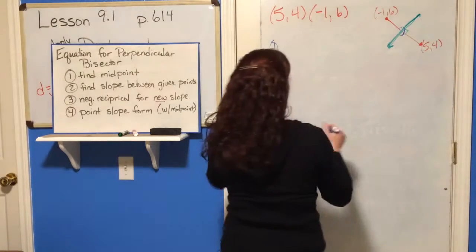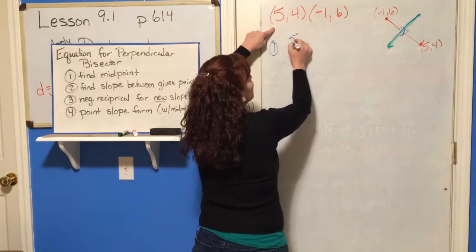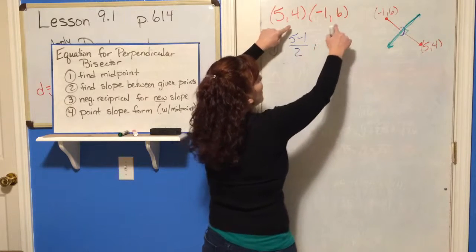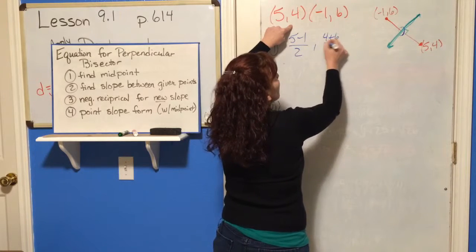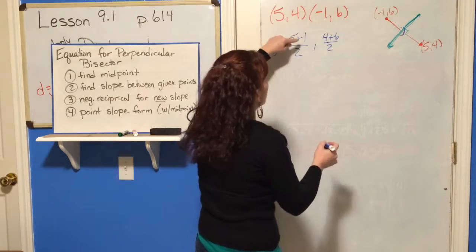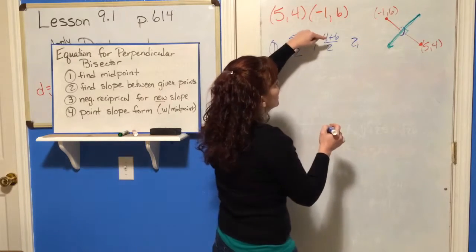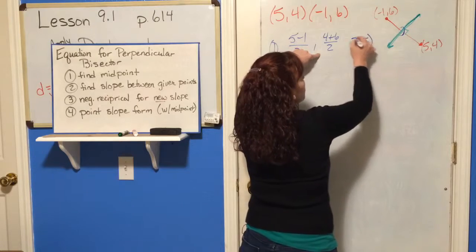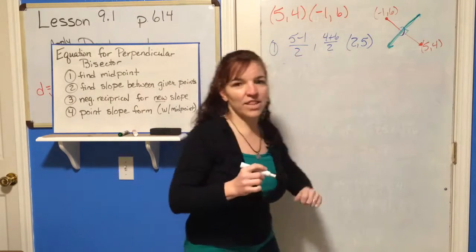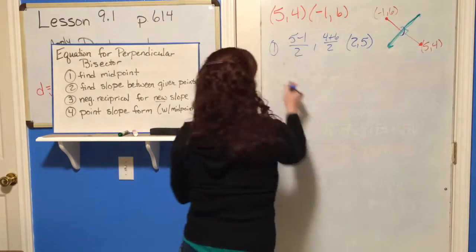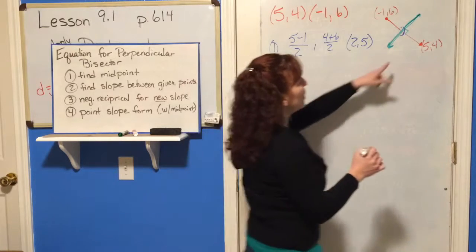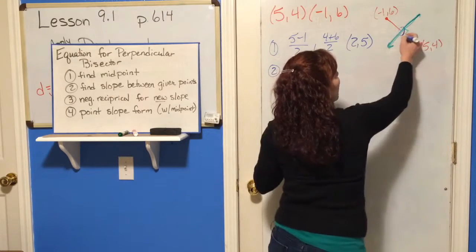And we just did that. We're going to add the x's and divide by 2, and then add the y's and divide by 2. So 5 minus 1 is 4, divided by 2 is 2. And 4 plus 6 is 10, divided by 2 is 5. So there you go. Step 1 is done. There's my midpoint. Step 2. So now we know where the midpoint is. It's at 2, 5.